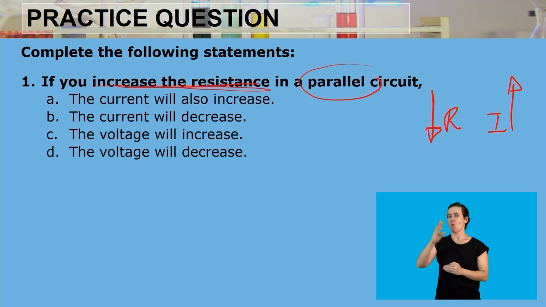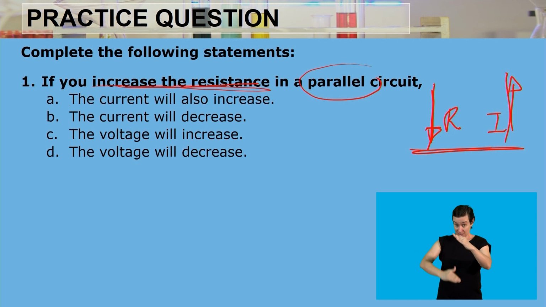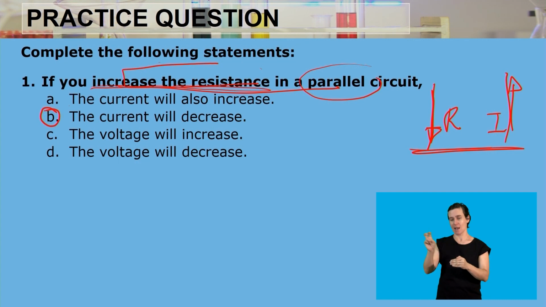So therefore, looking at our options that are given here: the current will increase, the current will decrease, the voltage will increase, or the voltage will decrease. Remember the relationship, resistance decreases and the current is going to increase. If we increase resistance in a parallel circuit, we are going to be decreasing the current. So if the resistance in a parallel circuit is increased, then the current is going to decrease. So our answer is B.